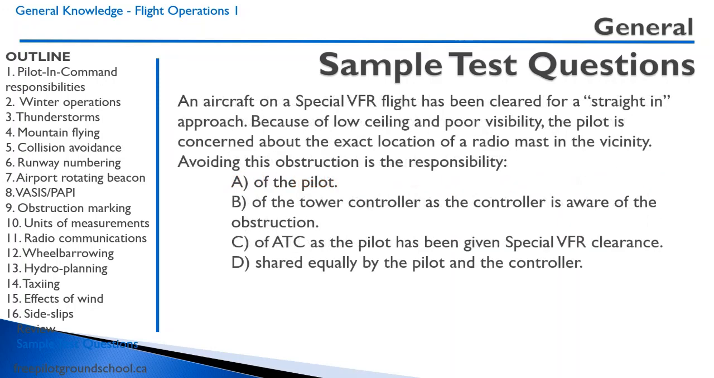An aircraft on a special VFR flight has been cleared for a straight-in approach. Because of low ceiling and poor visibility, the pilot is concerned about the exact location of a radio mast in the vicinity. So that's a radio tower. Avoiding this obstruction is the responsibility... Remember who's responsible for everything? It's the pilot, A.